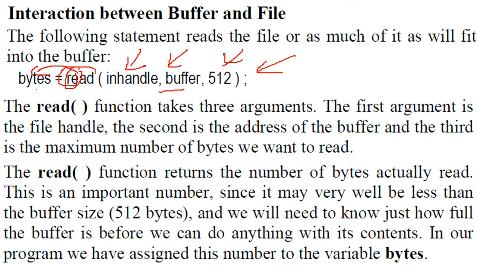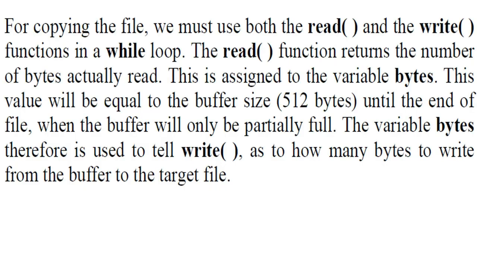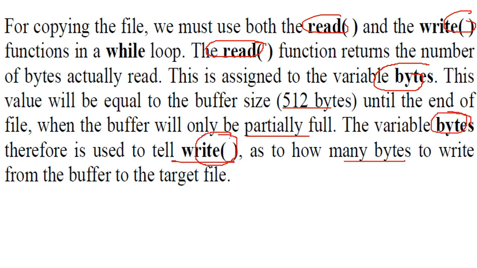In this program, we have assigned this number to the variable called bytes. And in order to copy the file, we must use both read and write in the while loop. This read function returns the number of bytes, and this is what is being assigned to bytes. This value will be equal to the buffer size, that is 512, until the end of the file, when the buffer will only be partially full. The variable bytes, therefore, we will use to tell the write function how many bytes we want to write from the buffer to the target file.